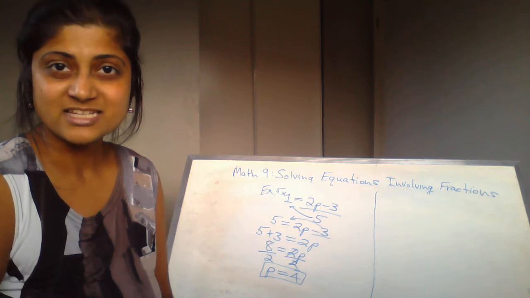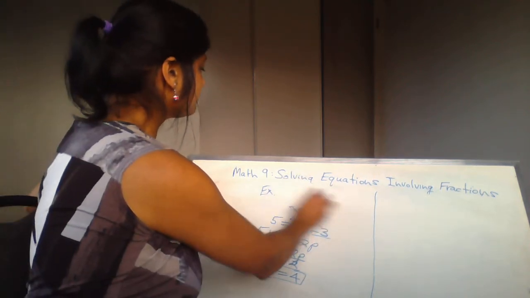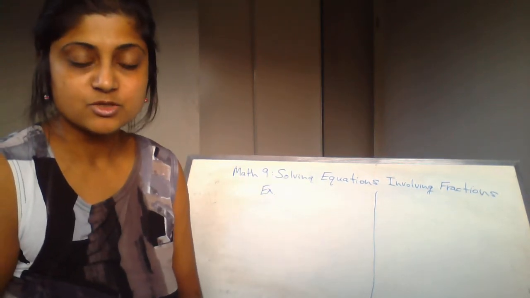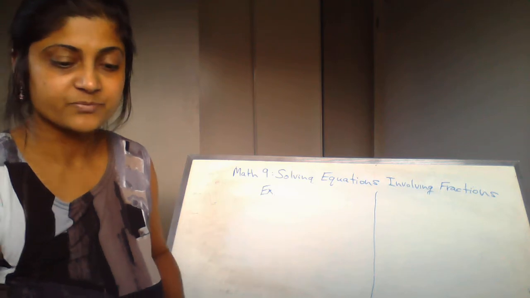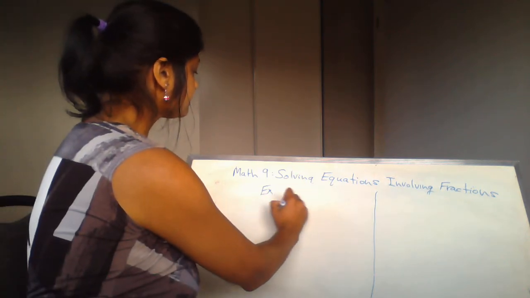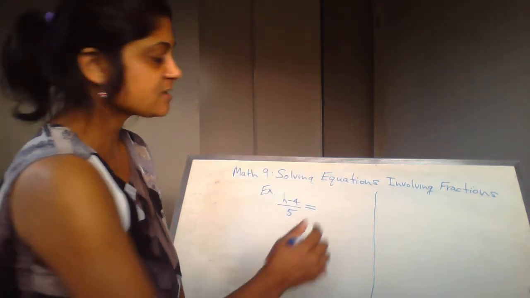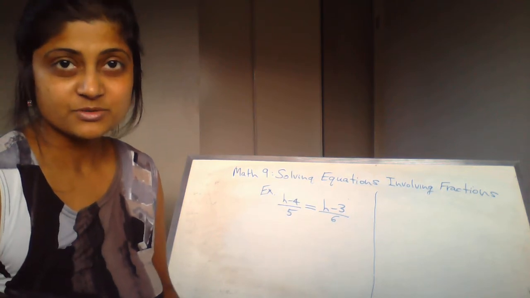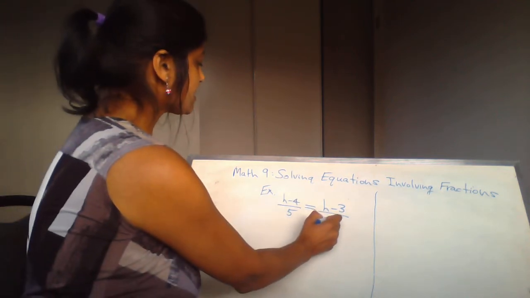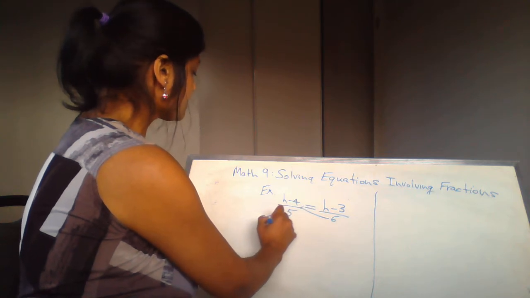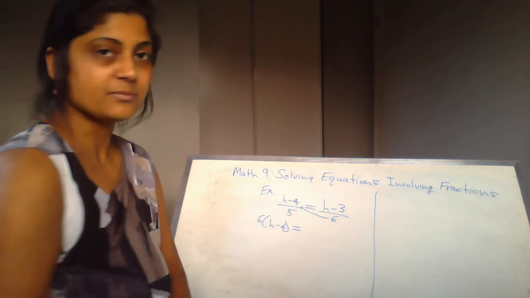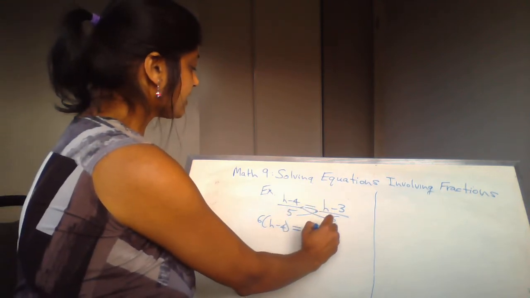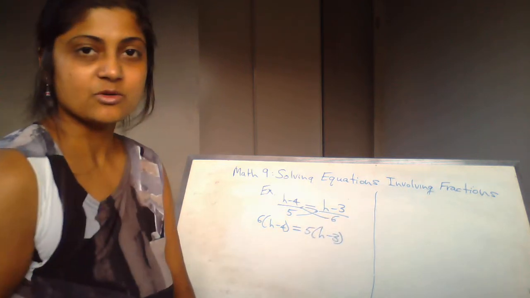Okay, so let's go to the next type of question here. Let me just take that off. Okay, and this time in this example, there are going to be two fractions, and there's fractions on both sides here. Okay, so we're going to do h minus 4 over 5, and it's equal to h minus 3 over 6. Okay, so what you're going to do here is cross multiply. I'm going to take the 6, and I'm actually going to multiply it by the h minus 4 on the opposite side. Then you're going to take the 5 here and multiply it by the h minus 3. Okay, that's also on the opposite side.